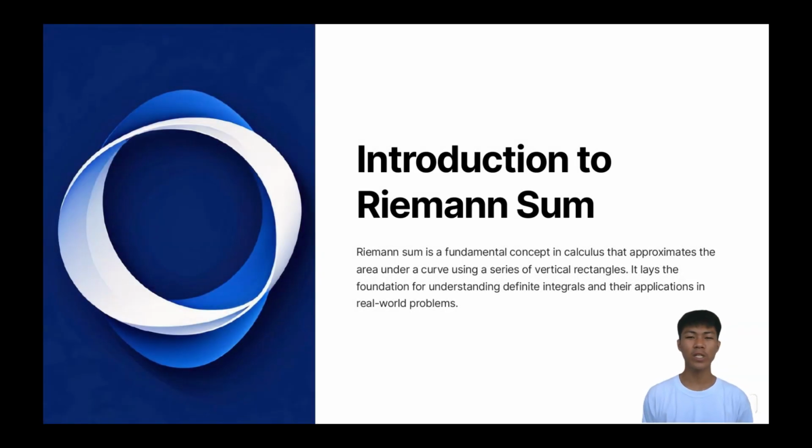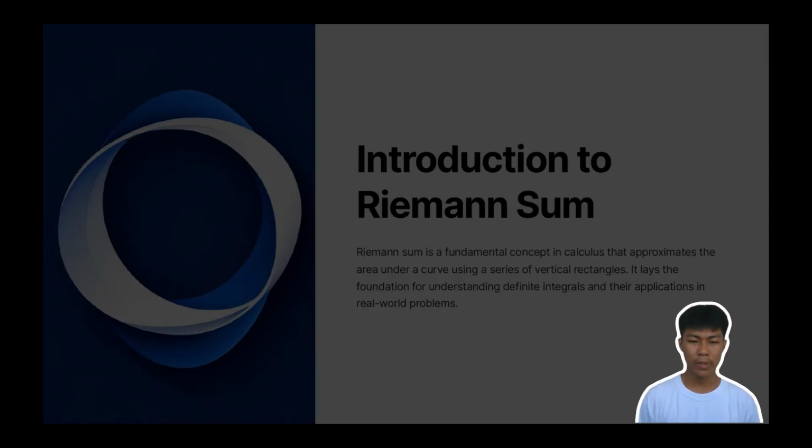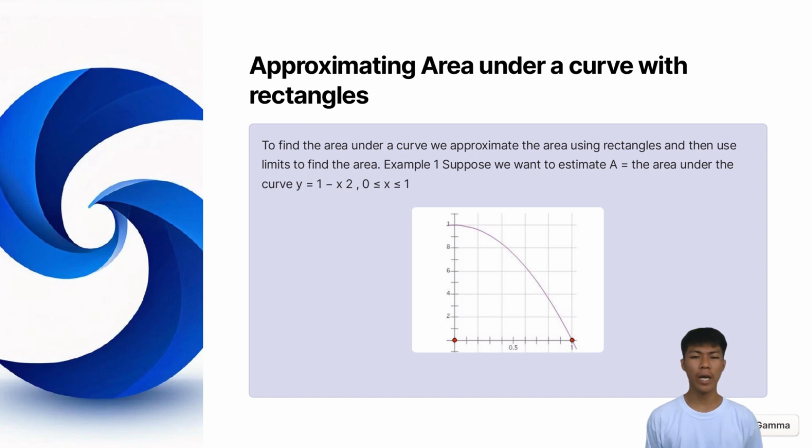So, Riemann sum is a fundamental concept in calculus that approximates the area under a curve using a series of vertical rectangles. It lays the foundation for understanding definite integrals and their applications in real-world problems. Approximating area under a curve with rectangles.